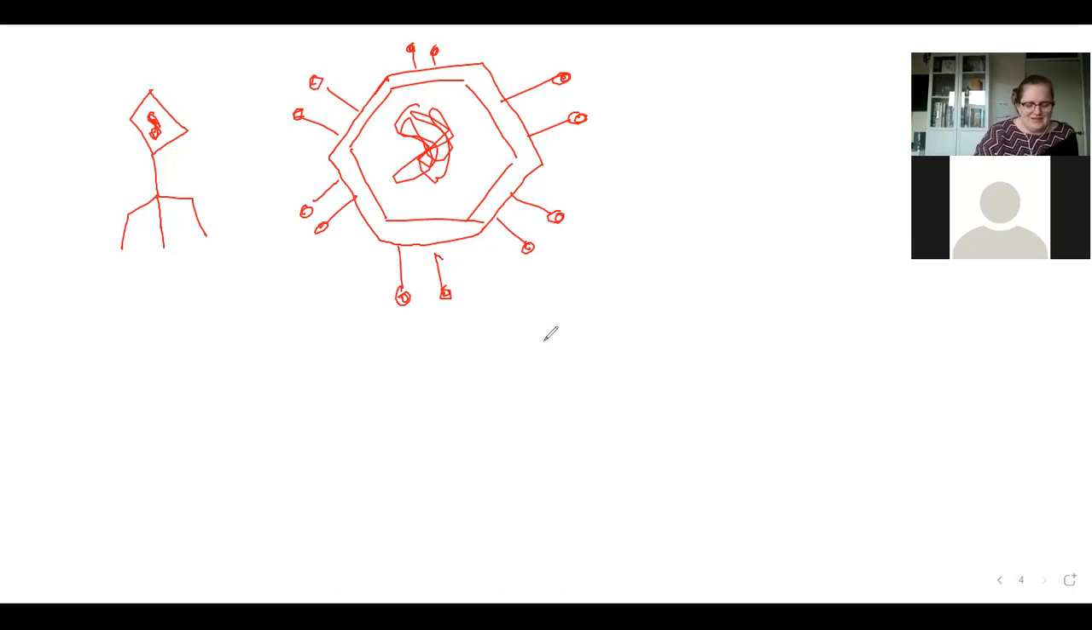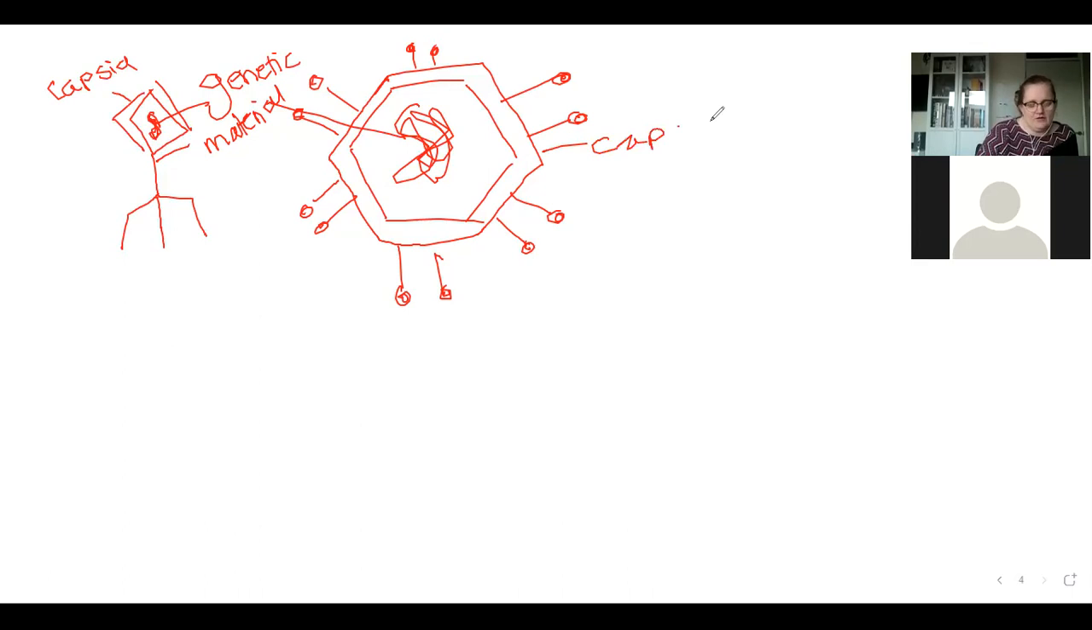So viruses contain a core of genetic material. So again, this is our core of genetic material. It can be DNA, it can be RNA. They have a protein coat, which is around the core, and this is called the capsid. So this is the capsid here on this one, and this is the capsid on this one, and that's that protein coat that's around the core.